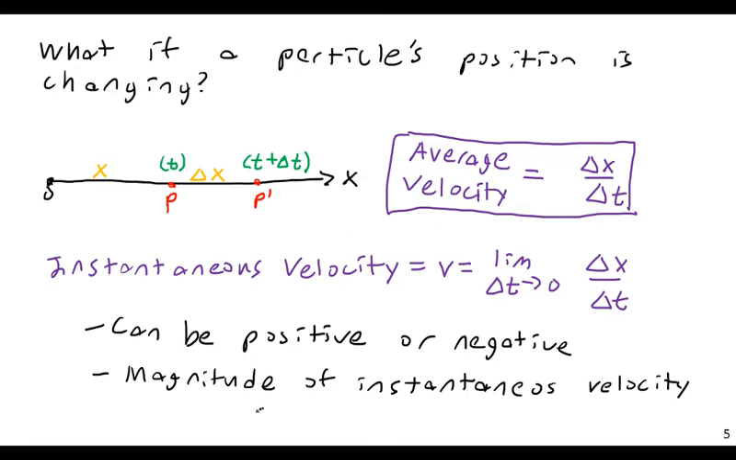The magnitude of instantaneous velocity is referred to as, well, not the derivative. The derivative is how you would find the instantaneous velocity. What I mean by magnitude is speed. So speed cannot be positive or negative. So it's the particle's speed. All right? Okay. So let's think about this then.